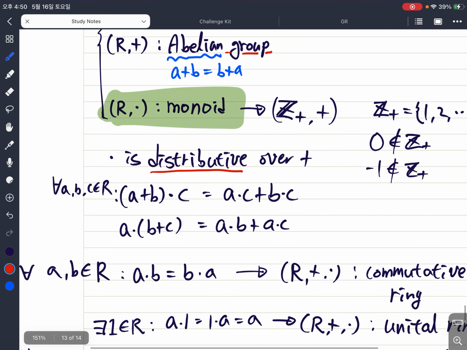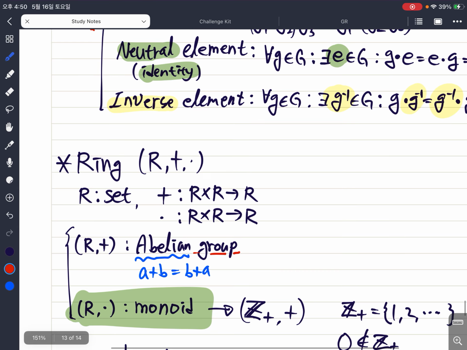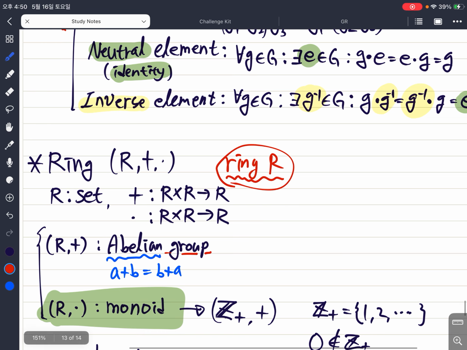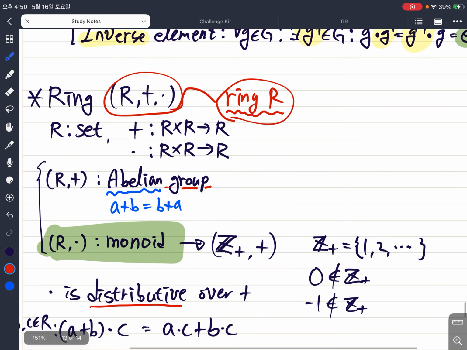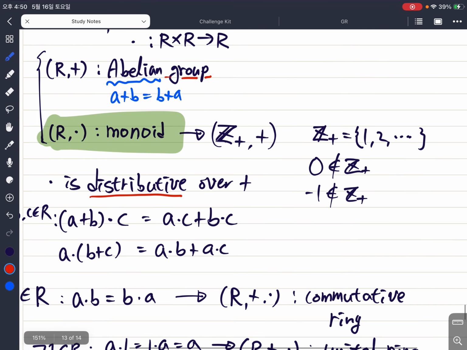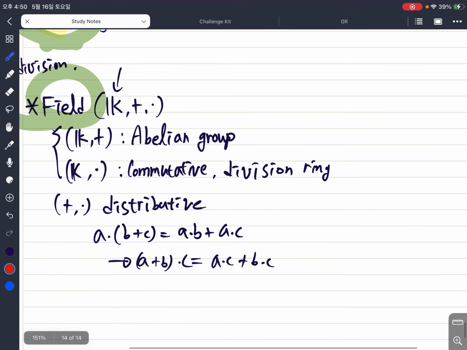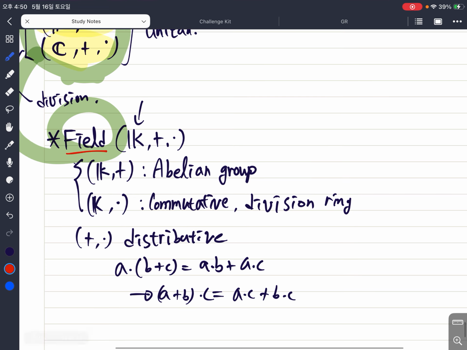Similarly, people don't say ring R, R plus dot. Many just say ring R. The reason I tell this is that the operation is important. It assumes that there are some plus and dot such that R with plus is abelian, R with dot is a monoid, and plus and dot are distributive. And finally, similarly for a field, people will say just field K.